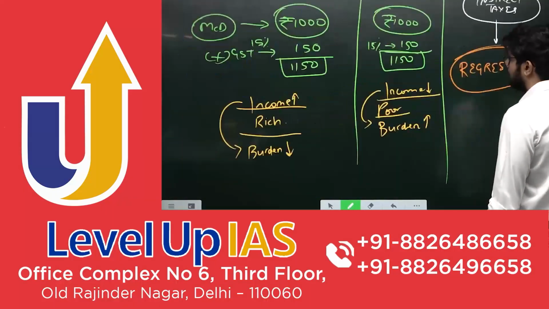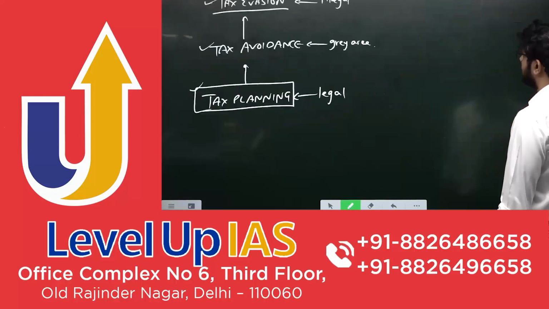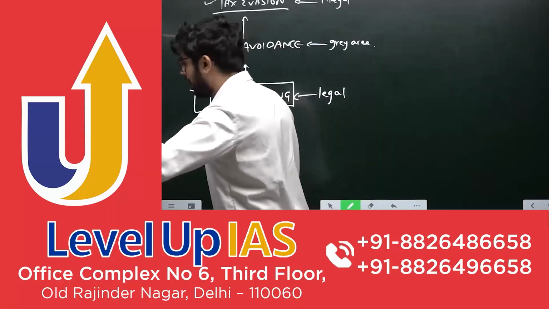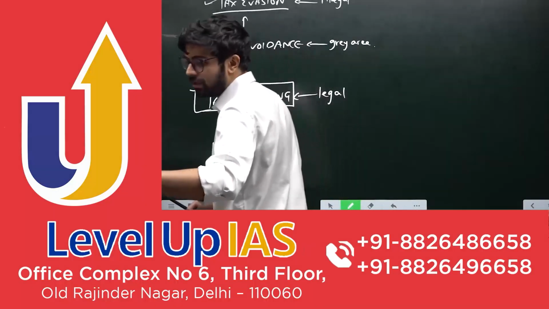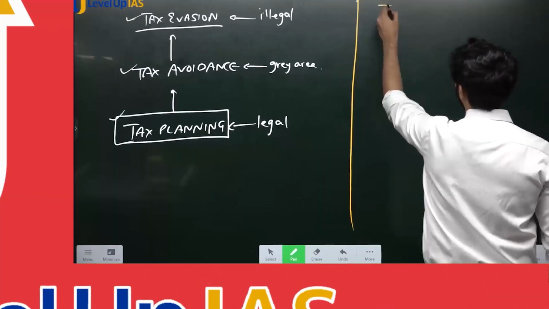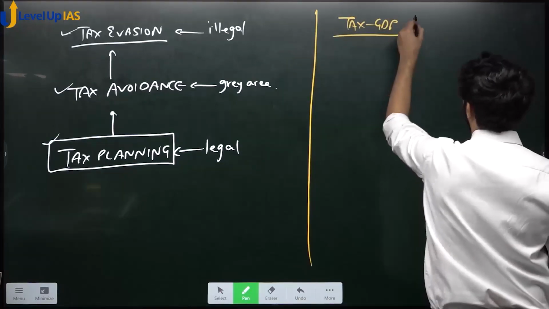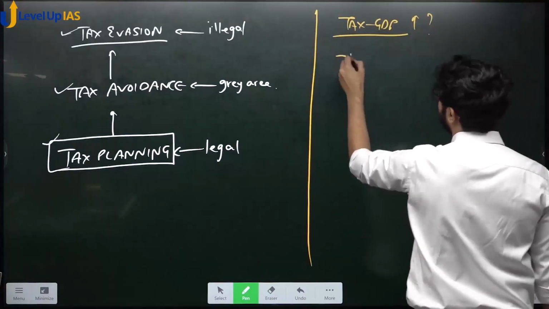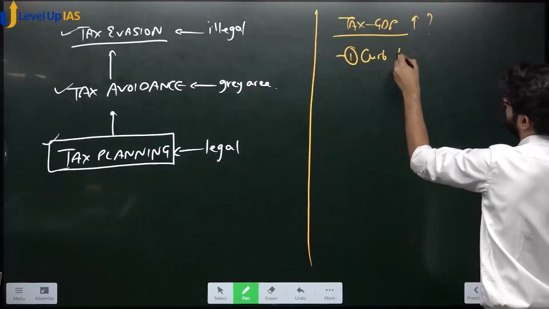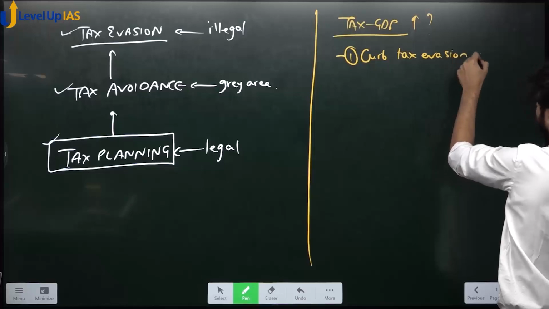Okay. Now, how to increase the tax to GDP ratio? Just one last point of discussion. How to increase the tax to GDP ratio? ये जो आपका tax to GDP ratio है, how to increase? One, I hope you are able to tell, curb tax evasion and avoidance also.